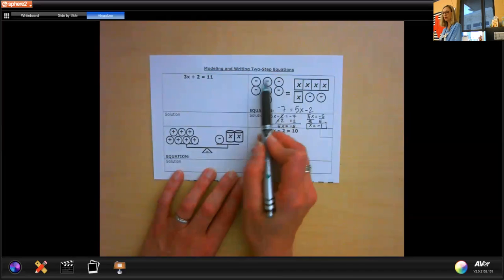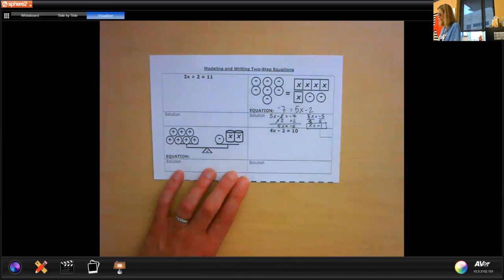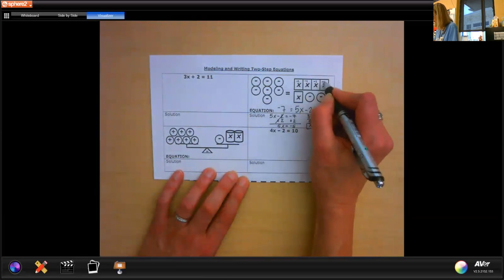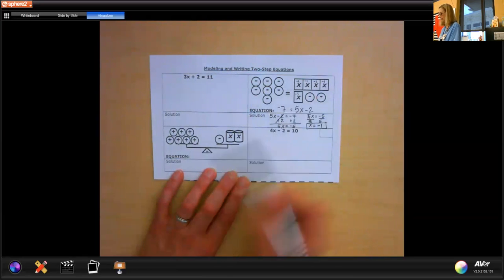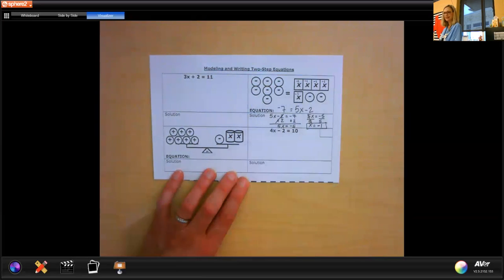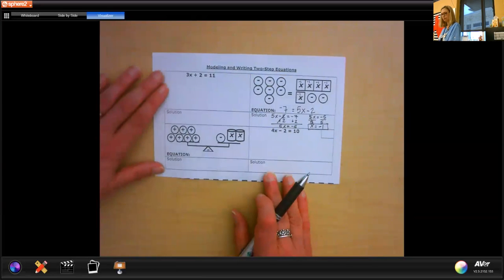I could go back and check that. I had -7 over here. If I were to plug -1 into each of these x values, that would give me -1, 2, 3, 4, 5, 6, 7. And -7 does equal -7.